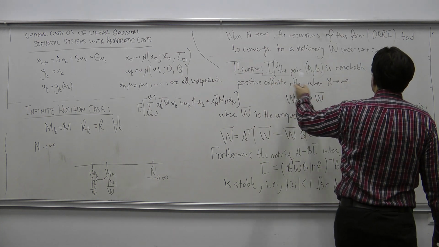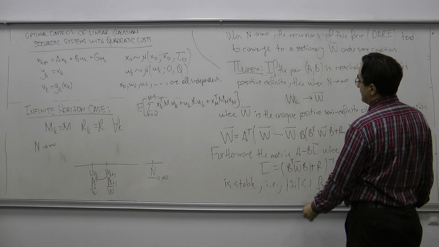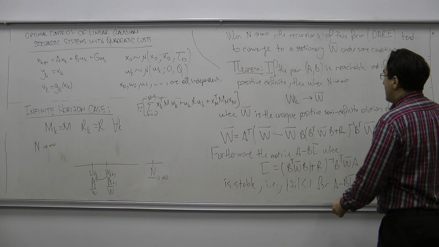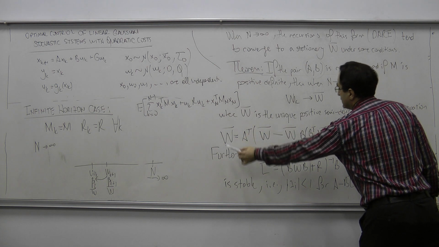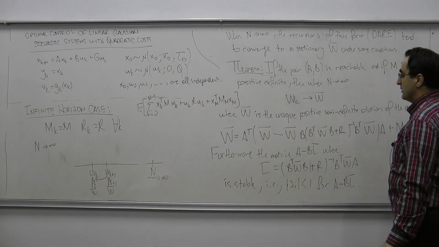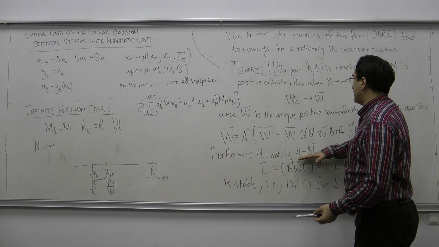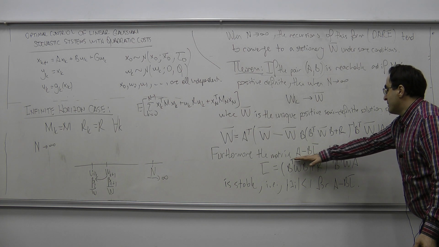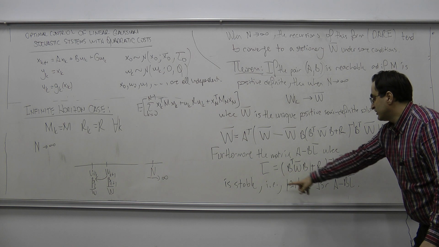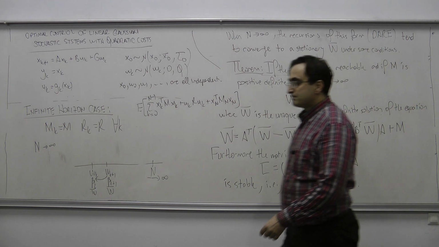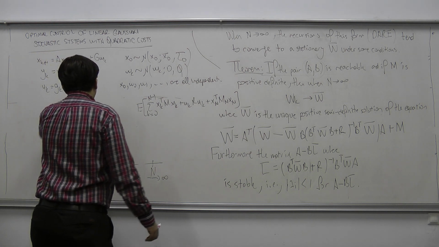If these conditions are satisfied, then we know that this backwards recursion is going to converge to a constant stationary matrix. And this W bar becomes the unique positive semi-definite solution of this equation, the steady state version of the discrete time algebraic Riccati equation. And we say something more. Furthermore, the matrix A minus B L bar, where L bar is this stationary control gain here, becomes a stable matrix, which means that all of its eigenvalues are in the unit circle. What does that mean?